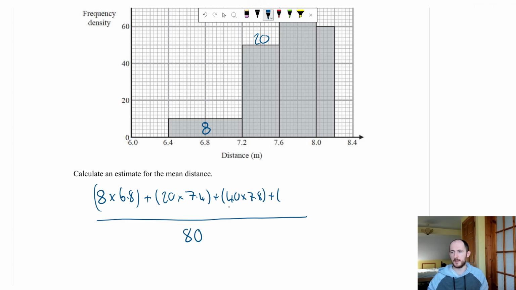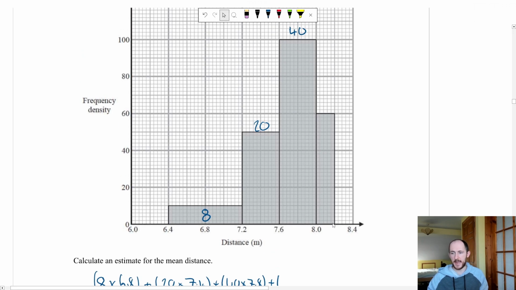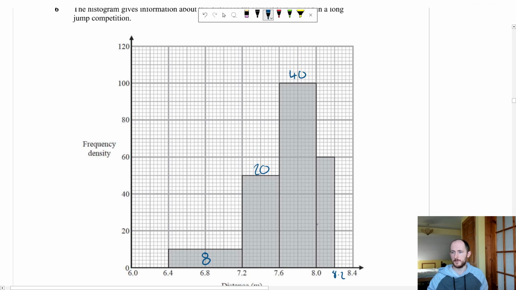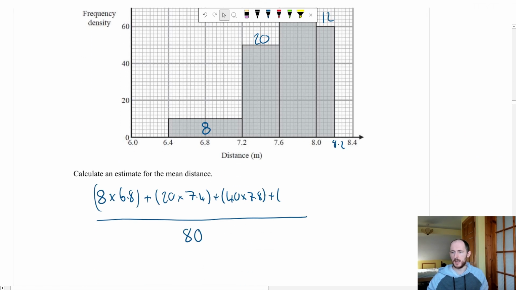And lastly, but certainly not least, we have 8 to 8.2. I'll just add that as an 8.2 there. That's 0.2 times 60, so that's 1/5 of 60, which is 12. So that does all add up to 80, so that's good. So that's going to be 12 times 8.1. And now all you do is shove it all in your calculator and you're done.